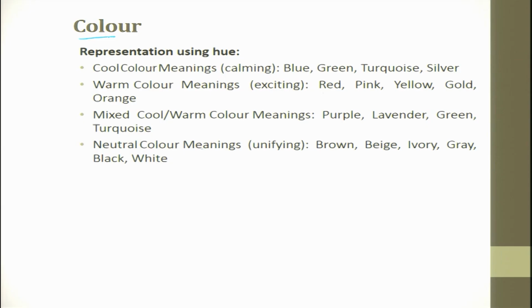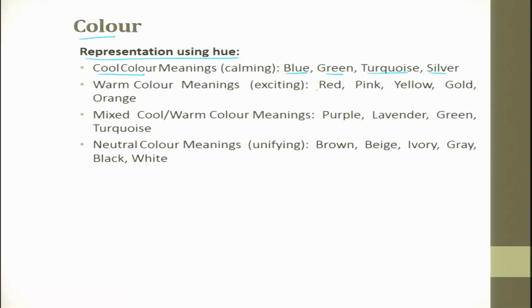The colors, the representation using color. Cool colors are generally blue, green, silver and turquoise, which are the calm colors generally used. If you see a background where there is a lot of snowing, a snow field, then we always use white, in the sense silver, and then we look for green and other things. These are called cool colors.